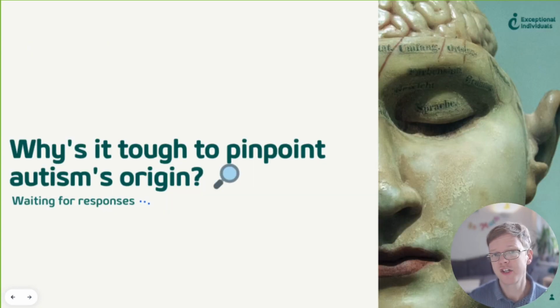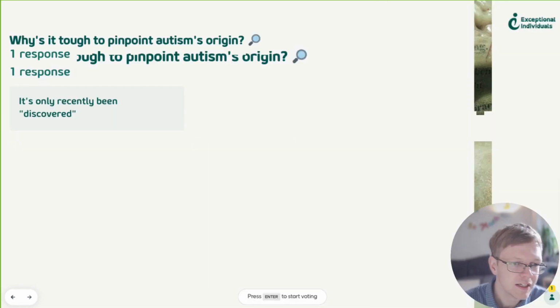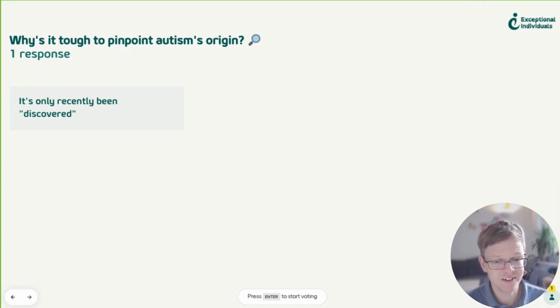So my first question to ask to all of you is, why is it tough to pinpoint what autism is? Why do we still not know? How come we have fancy AI? How come we are able to go to the moon? We're able to cure types of cancers. We're able to do many things. We have an entire world of knowledge on our tiny little phones, but yet we still don't really know what autism is. It's only recently been discovered.